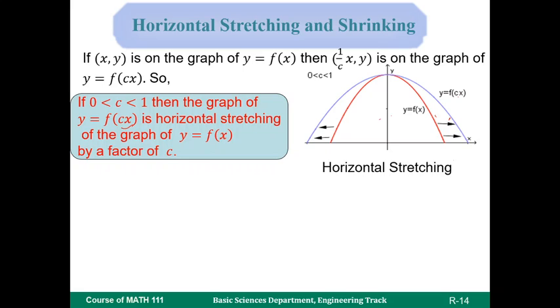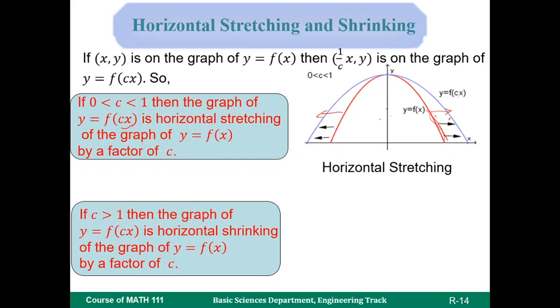Now, in the same way, we will call this one horizontal stretching. So you take the legs of this parabola and you stretch them toward the sides, to left and right. And if c is bigger than 1, then the graph of y equal to f of cx is horizontal shrinking of the graph by a factor of c.